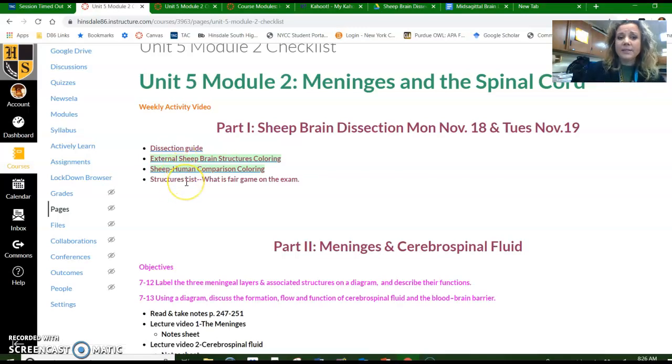Later on tonight, I will complete the structures list and I will link it here. We are going to start sheep brain dissection on Monday, November 18th, and we'll carry on into Tuesday, November 19th. Some of you may only need one day to do the dissection, and that's fine. Then you can just continue on to do the rest of the activities that are in the module.